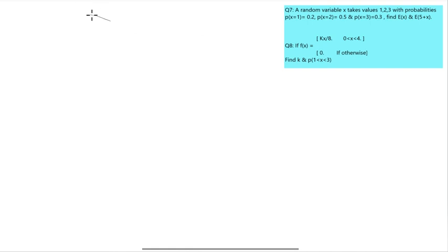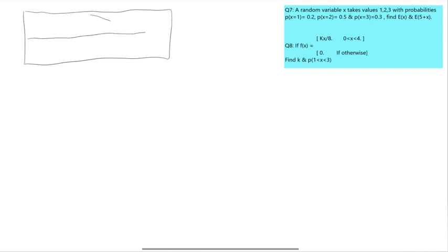Now E(x) is basically the mathematical expectation, or we can say it is the mean, and then we have to find E(5 + x). I know the second one might look strange to you, but yes, we are going to do it right now. So let's start. For the random variable x, first we are going to draw a table. The table is not needed, but for simplicity and understanding, let us draw it.